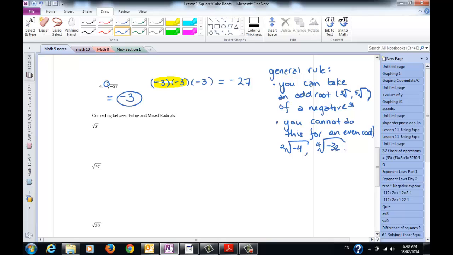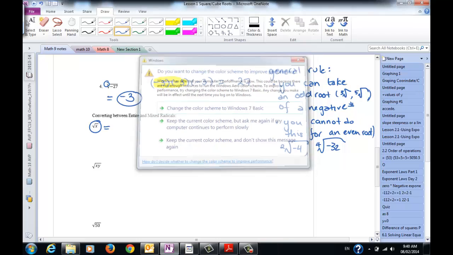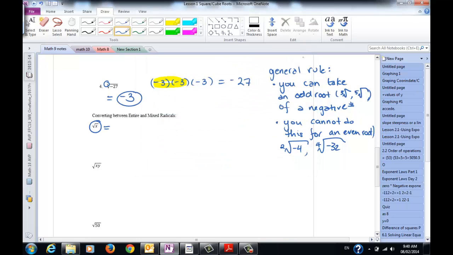Converting between entire and mixed radicals. What I want you to understand is that I can actually write a root in exponential form. I can write x, and the root we say 1/2. This number in the denominator is telling us what kind of root it is.